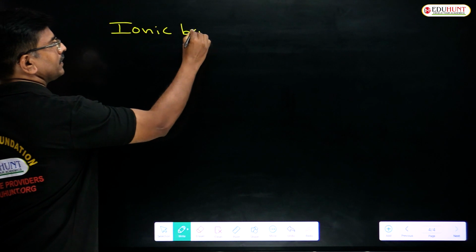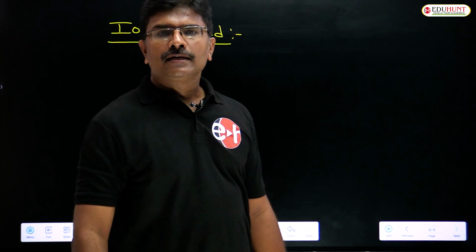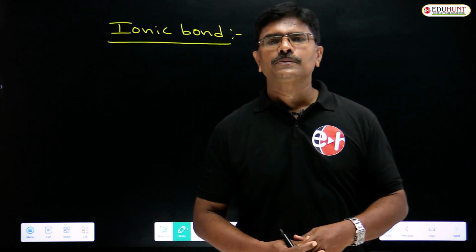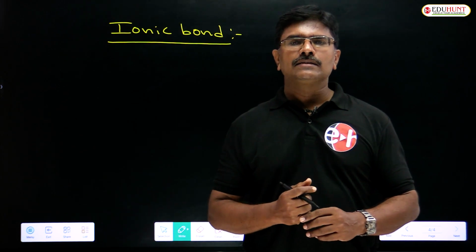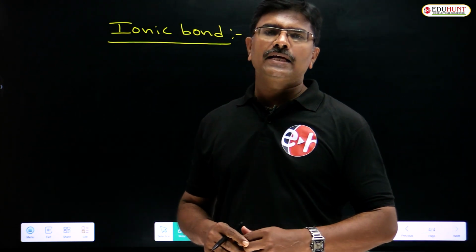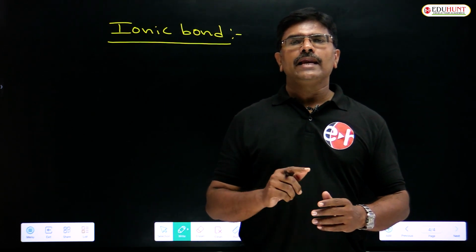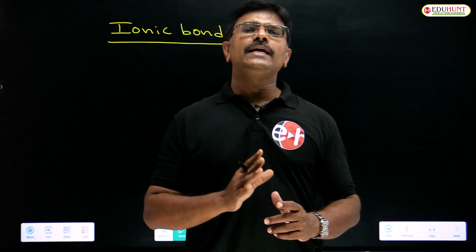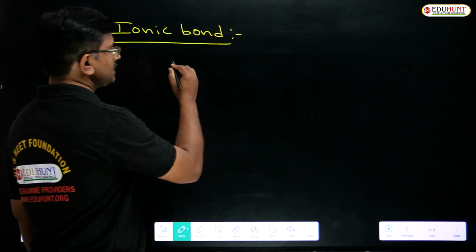ionic bond. First, I'll give you the definition. There are two ways to express the ionic bond. In the first way we can say: the electrostatic force of attraction between two oppositely charged ions is called the ionic bond. I repeat, dear students, the electrostatic force of attraction between two oppositely charged ions is called what? Ionic bond. I'll write this statement.